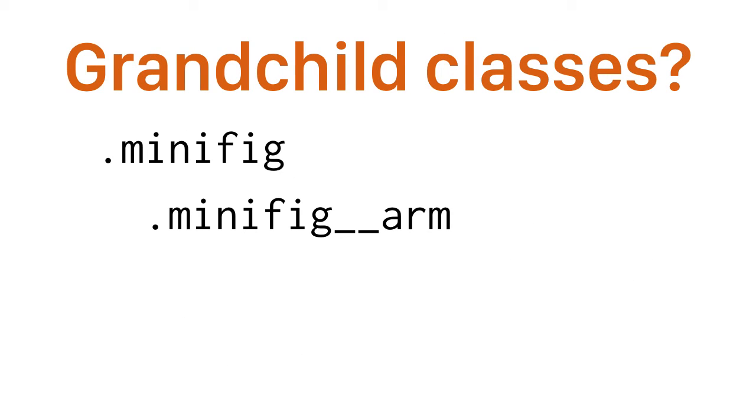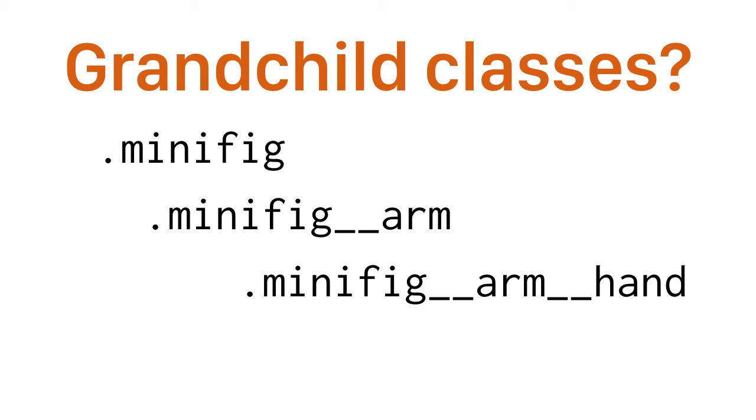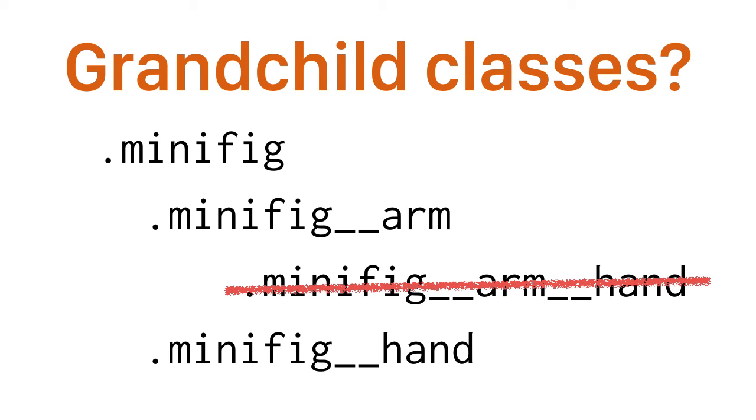Another one, this is a pretty common reaction. You learn about BEM and you go, okay, great, I get it. There's modules and there's child elements. That makes sense. What if I have a grandchild element, right? I've got minifig, my minifig has an arm, and my minifig's arm has a hand. What's the naming convention for that? And the answer is there's no such thing as a grandchild class. Minifig hand is what you would actually write.